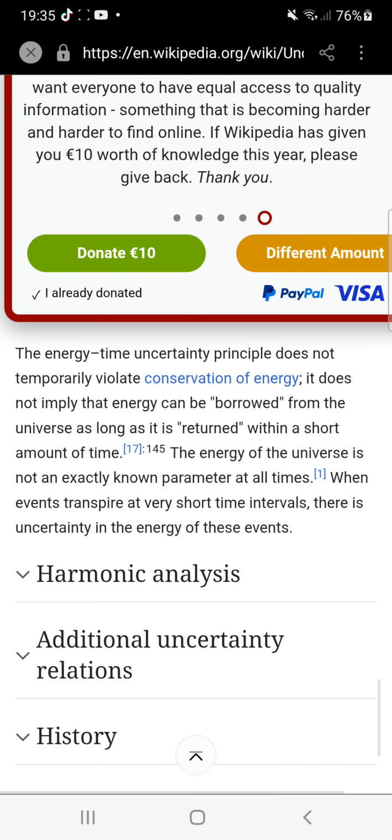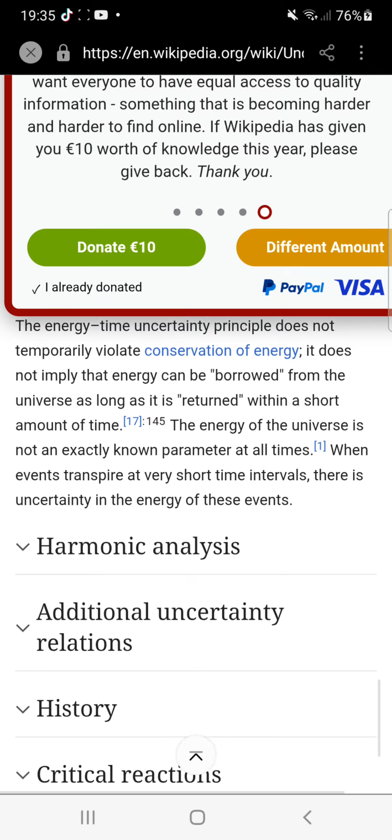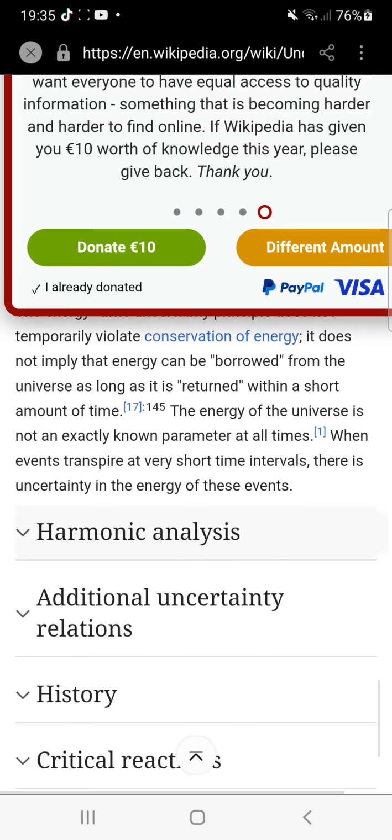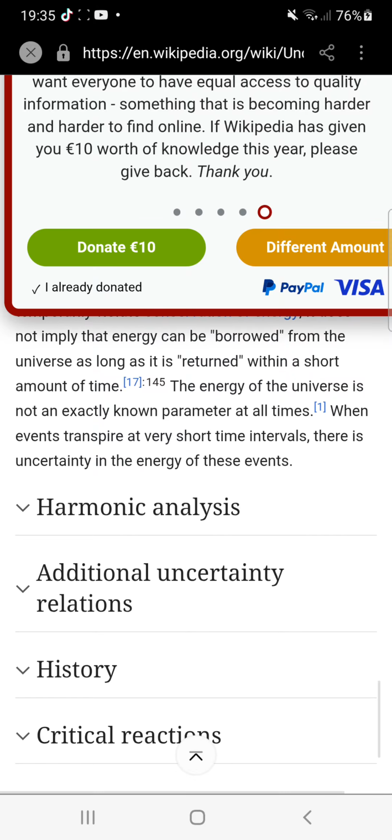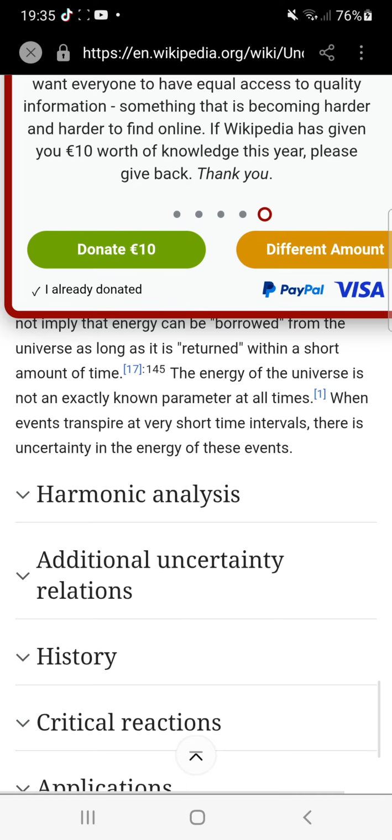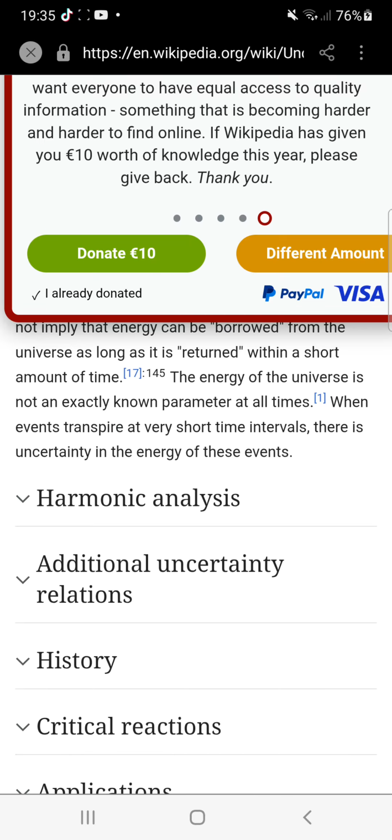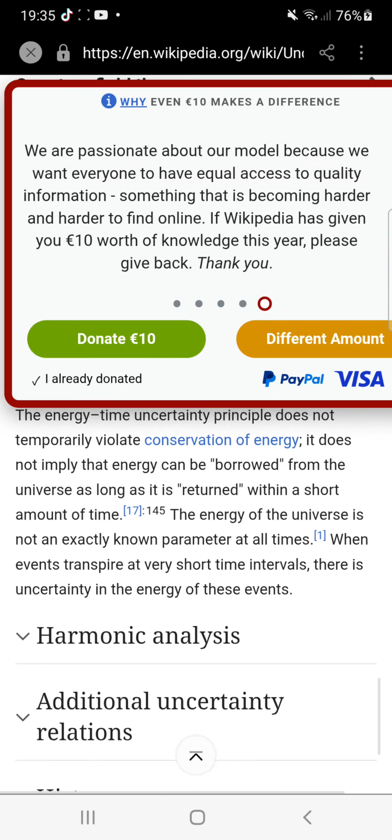It does not imply that energy can be borrowed from the universe as long as it is returned within a short amount of time. The energy of the universe is not an exactly known parameter at all times. When events transpire at very short time intervals, there is uncertainty in the energy of these events.